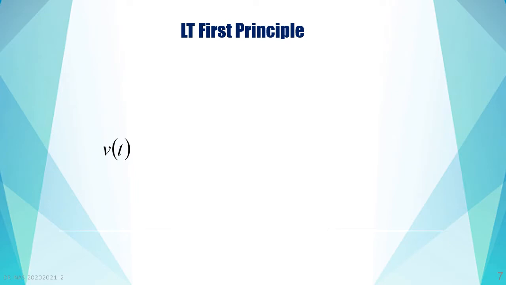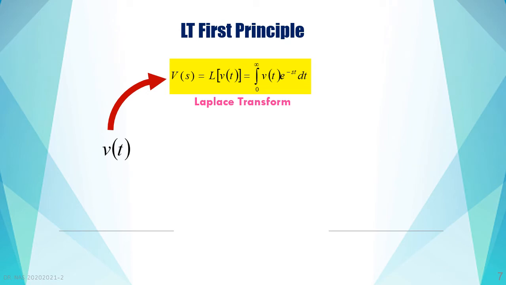Okay, this is the first principle of Laplace transform. First, you have the signal in time domain. To convert the signal into S domain, you need to perform Laplace transform. So this L is called the Laplace operator, meaning that you will perform Laplace transform of the input signal in time domain. This can be done by integrating the input signal v(t) multiplied by e to the minus st dt. The limit is from 0 to infinity. Then you get the equation in S domain, capital V(s).